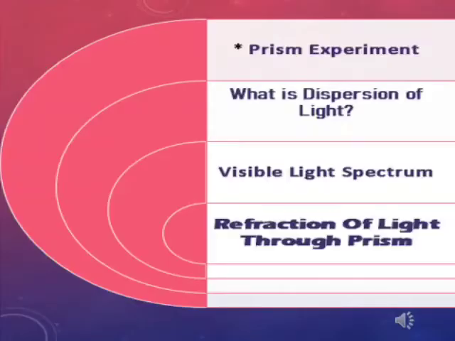So in this video, firstly we learned about what is dispersion of light with the help of a diagram. Secondly, we learned about refraction of light through a prism with the help of a diagram as well as one question. Third, we learned about the visible light spectrum. Then fourth, we learned about the prism experiment which was done by Newton.